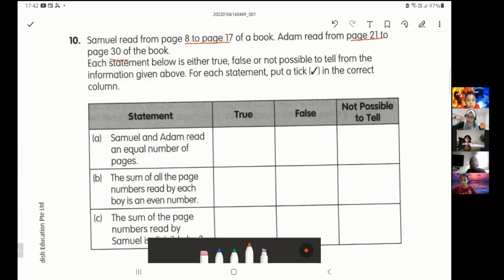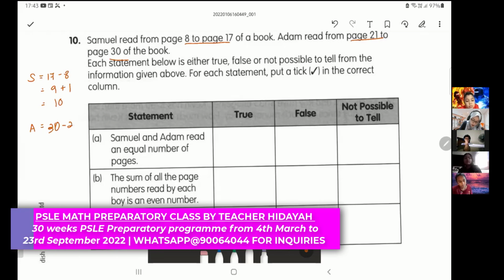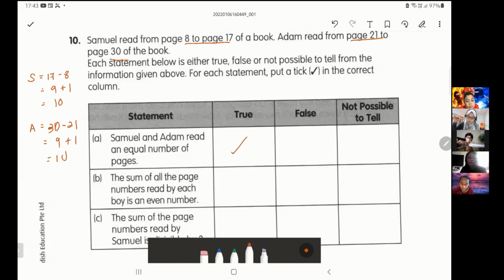So if you find out how many pages, let's say Samuel is 17 minus 8 equals 9. Must always plus 1, so there will be 10, because for pages you must include the first page. Same thing for Adam: 30 minus 21 equals 9, plus 1, 10. So it is true. The sum of all the pages read by each boy is an even number.